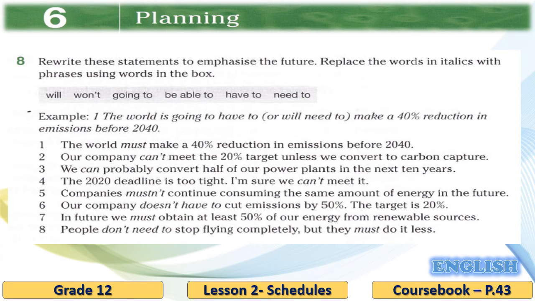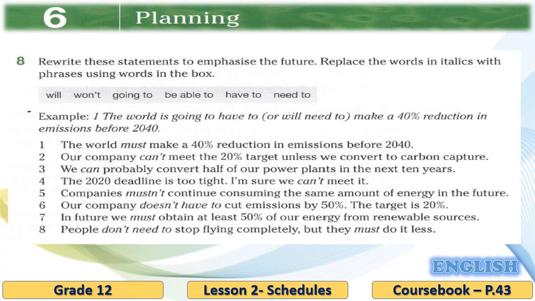Dear students, please now go to exercise 8 in your students' books, page 43. What you have to do is rewrite these statements to emphasize the future. Replace the words in italics with phrases using words in the box: will, want, going to, be able to, have to, and need to.